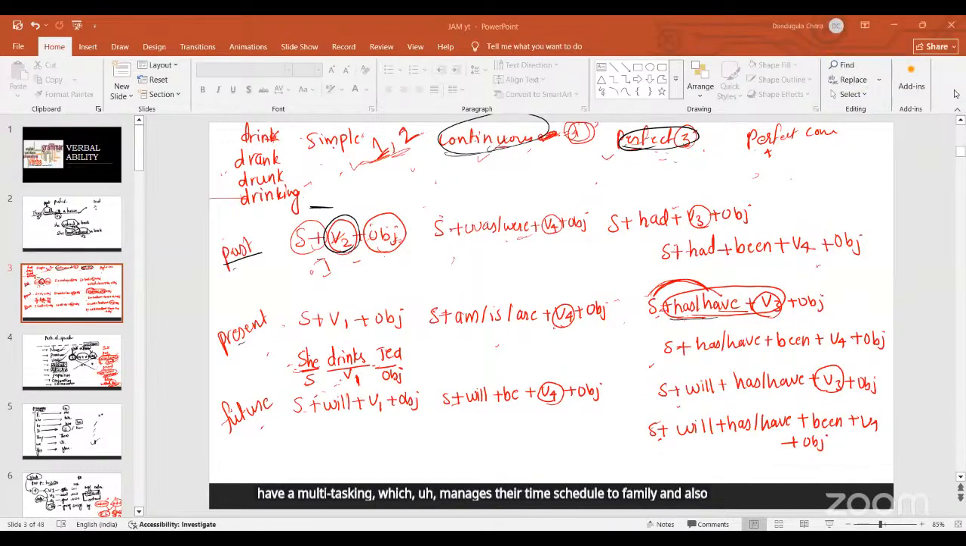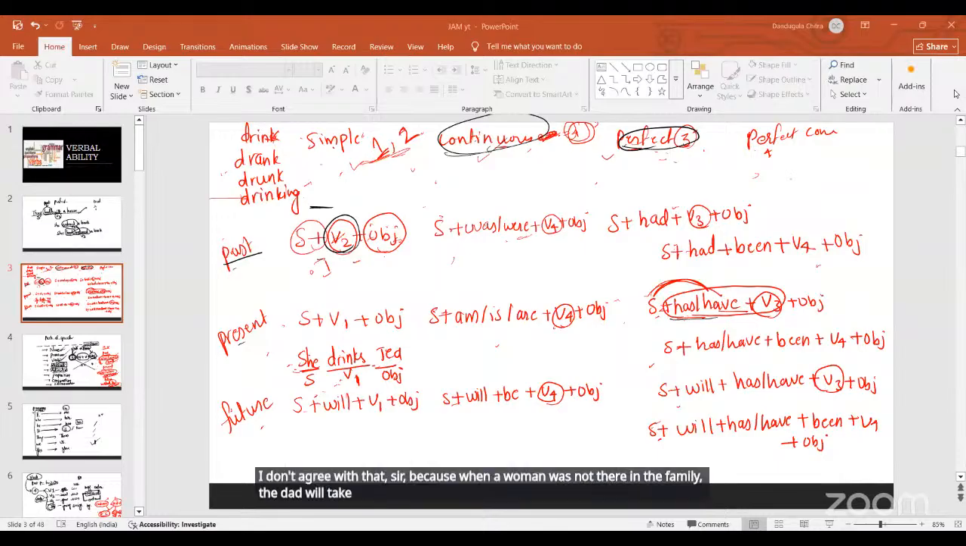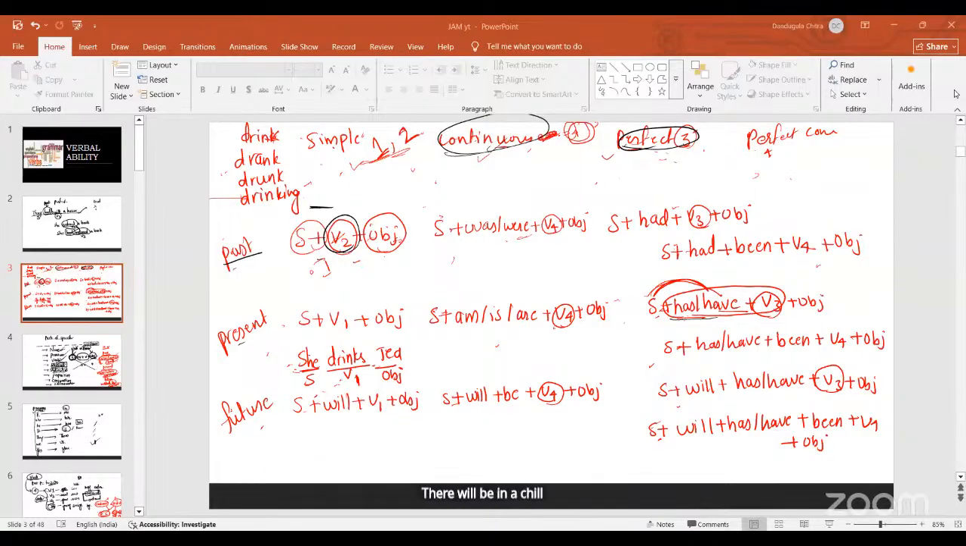Boys, girls are saying that they are great. So will you agree with that? No, sir, we don't agree with that, because when a woman is not there in the family, the dad will take responsibility of the children and of the work, and he will balance everything equally. So I think the boys are great because they are balancing their work life, and when they come home, they will be in a chill mode when they see their family. So they are balancing everything equally.